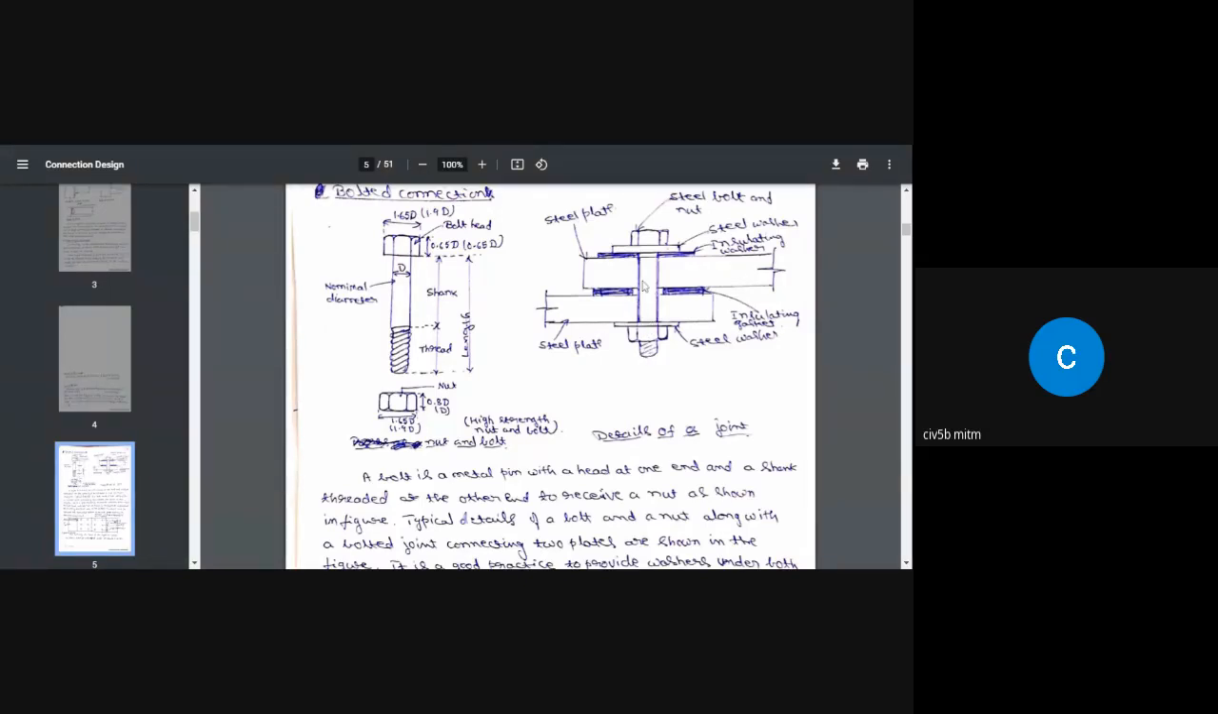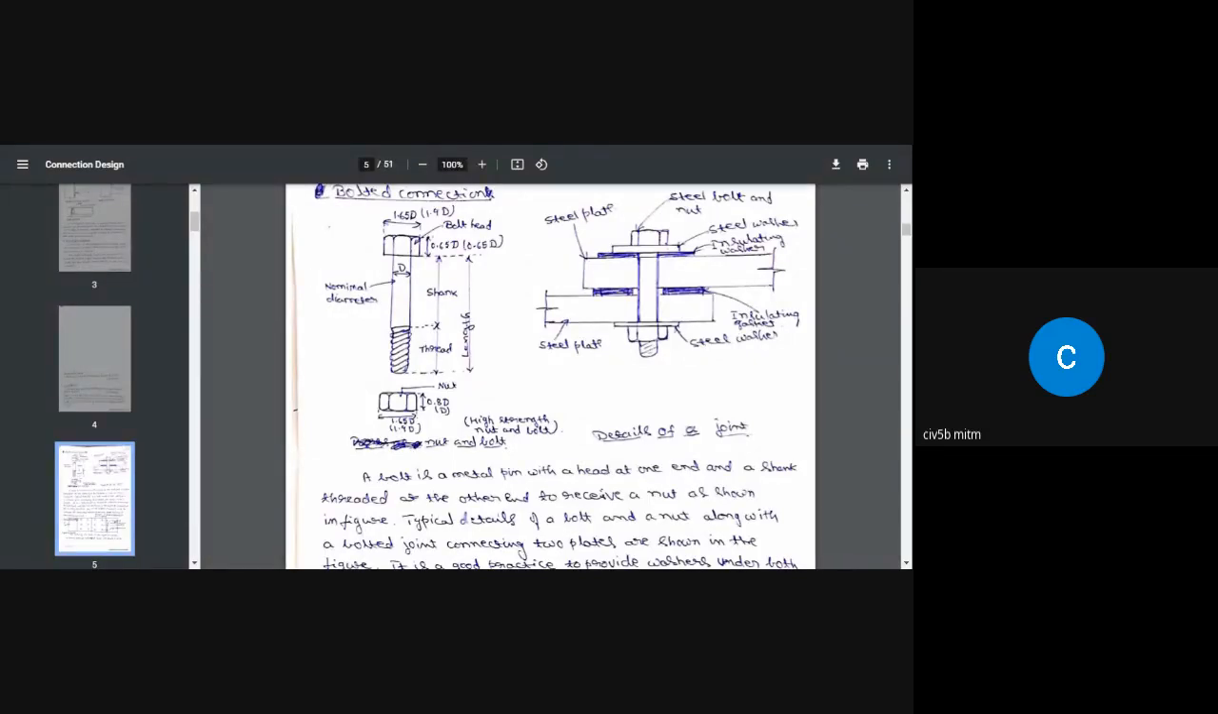Say, assume that the thread is extended throughout the length of the bolt. Then the shear plane is passing through the threaded area. At the threaded area, as I said before, the area of cross section of the bolt is pi by 4 d square multiplied by 0.78, because we multiply by 0.78 to reduce the area of cross section of the bolt as a result of the thread.